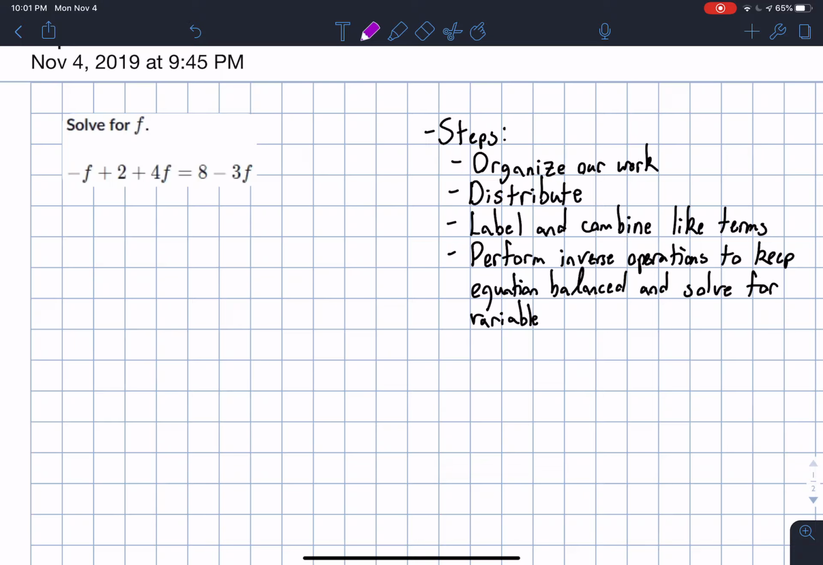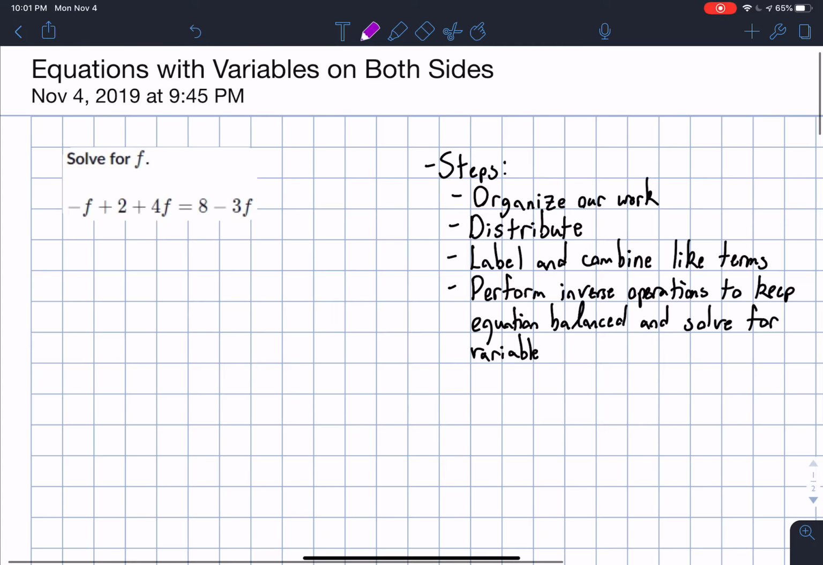For this Khan Academy video, we're going to be solving equations with variables on both sides. So we got a list of our steps right there. Then we're going to break down the first one. I like to organize my work. I'm going to do that just by drawing a line through an equal sign to keep my work organized.